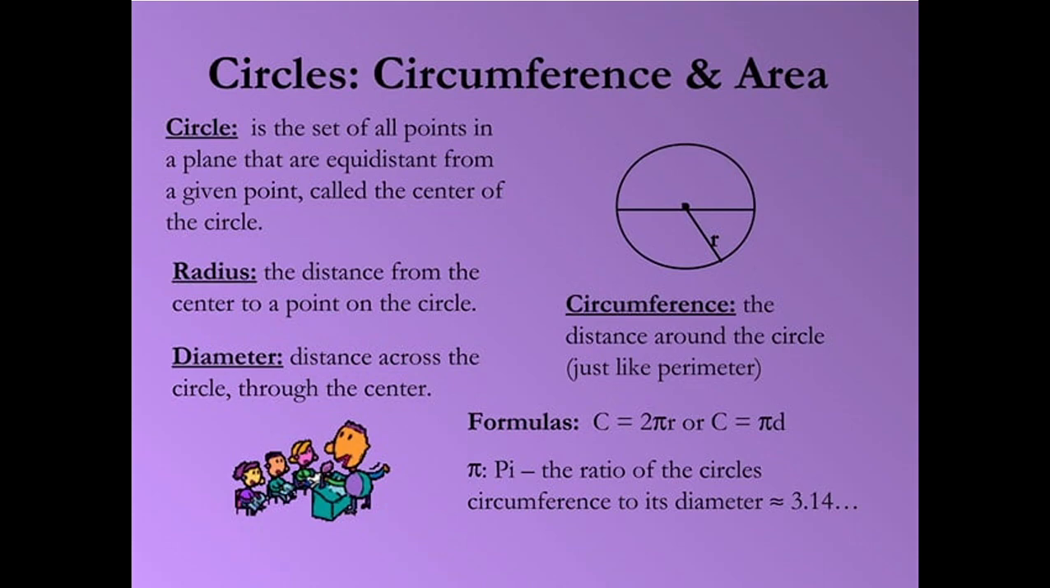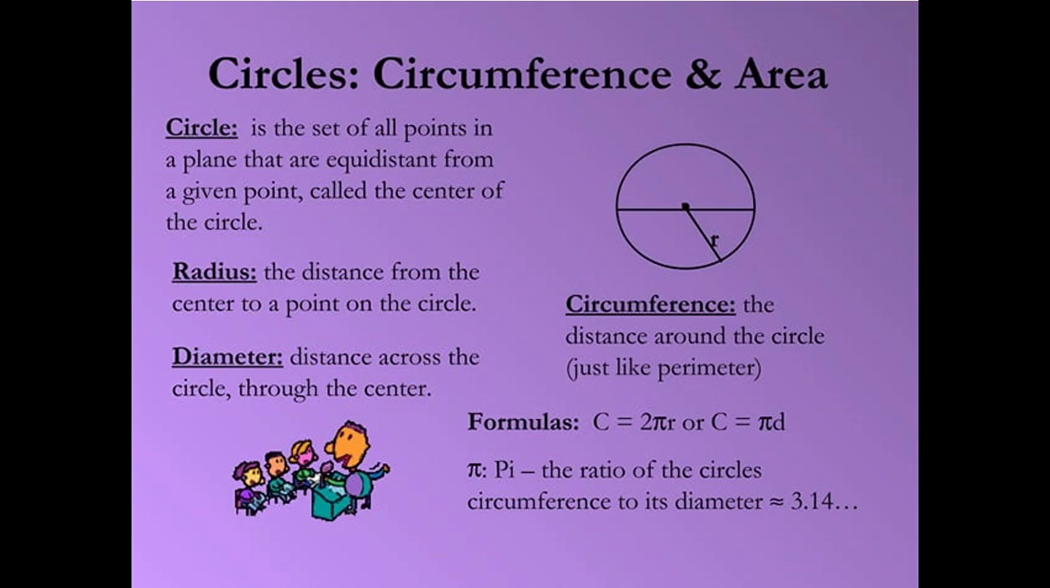As for the diameter, this is the distance across the center of the circle, or through the center of the circle. Now, when we talk about circumference, this is the distance around the circle. Remember the perimeters from before, perimeter of a square, of a triangle, like that. This circumference is just like the perimeter. This is the distance around the circle.